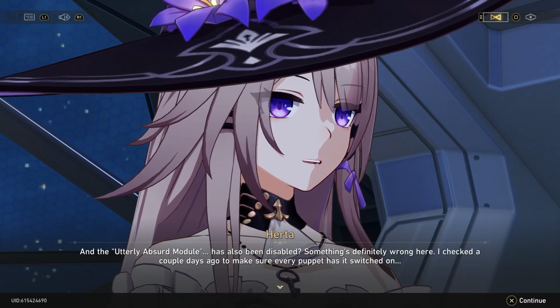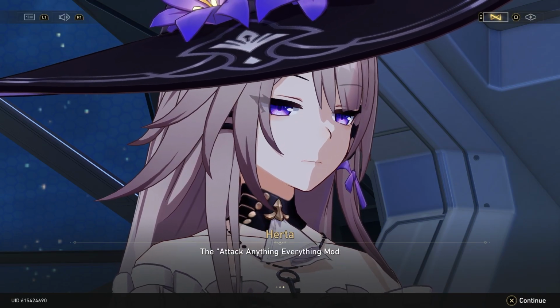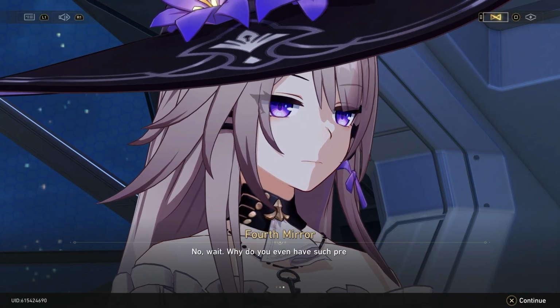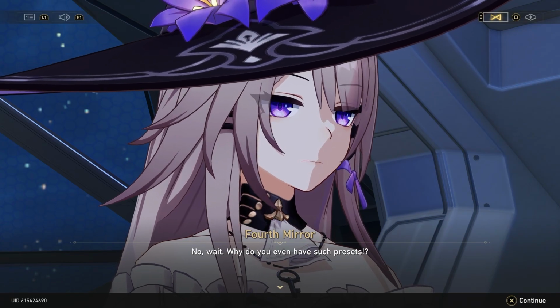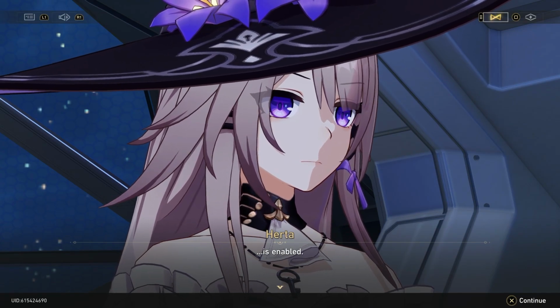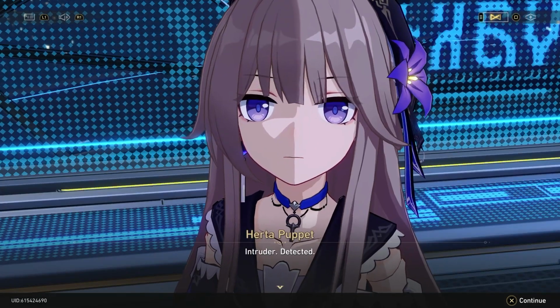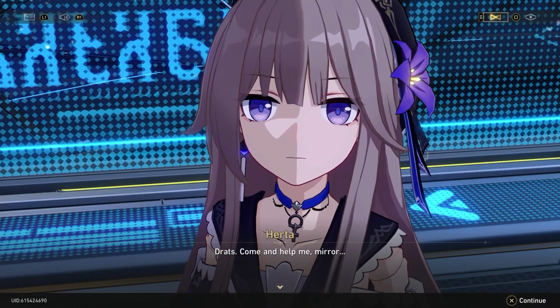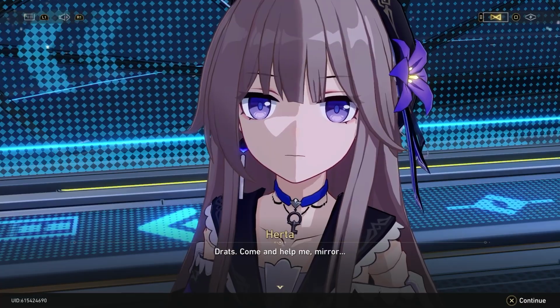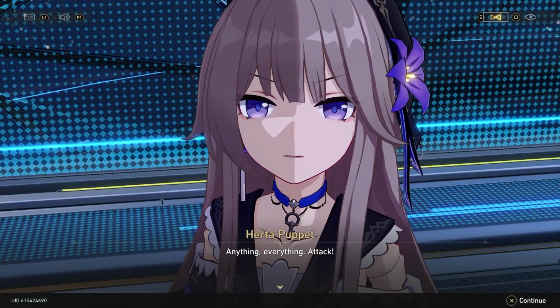Something's definitely wrong here. I checked a couple days ago and made sure every puppet has it switched on. The attack, anything, everything module. No, wait. Why do you even have such presets? Is enabled. Intruder detected. Drats. Come and help me, Mirror. Anything, everything, attack!